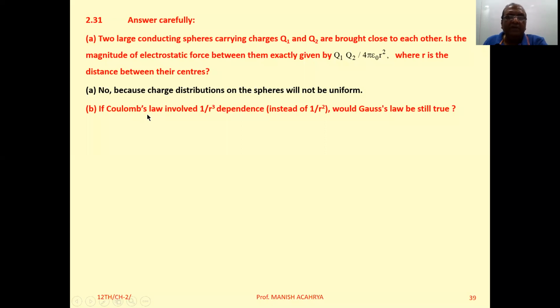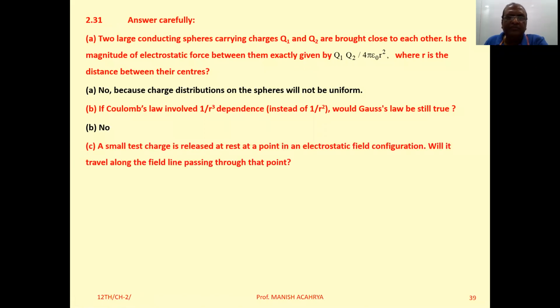B. If Coulomb's law involved 1 upon r cube dependence instead of 1 upon r square, would Gauss's law be still true? No. Simple thing. Gauss's law is derived as per the inverse square law. So it will not be true.